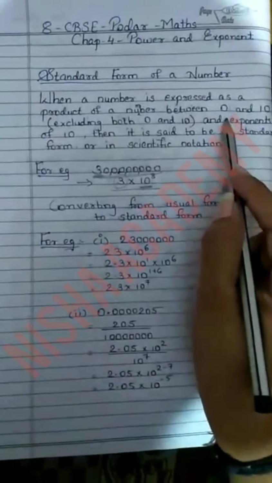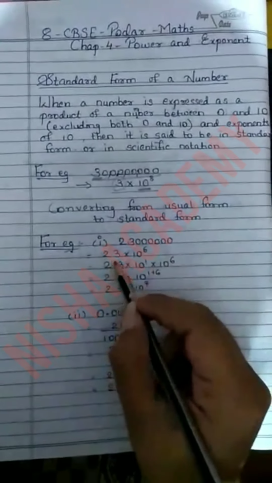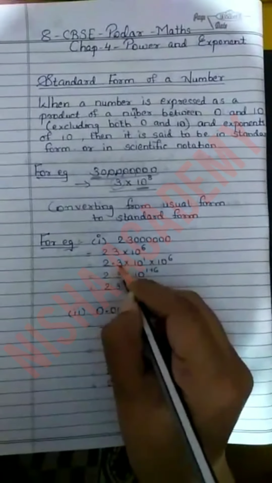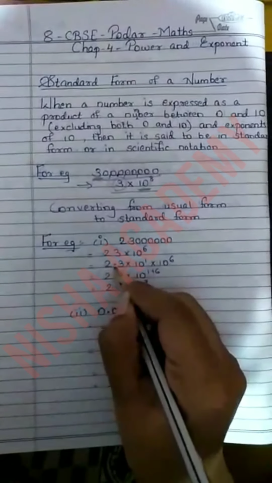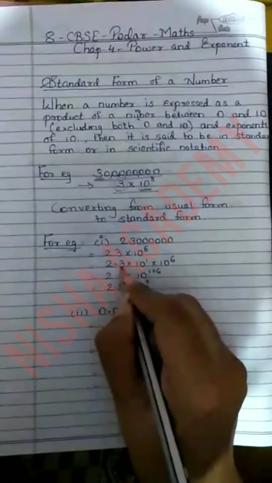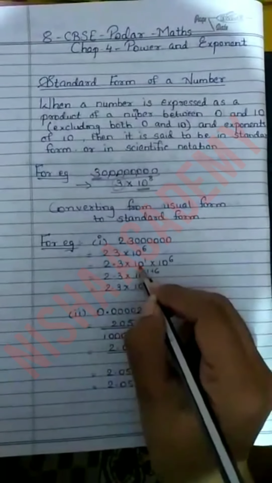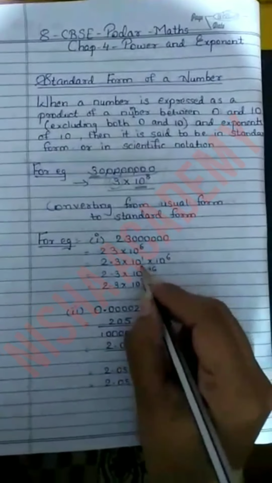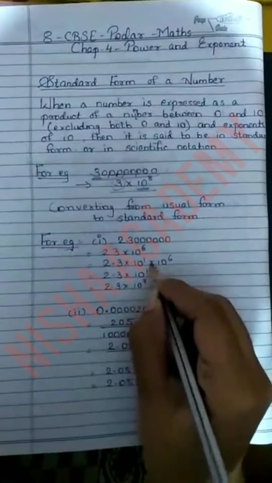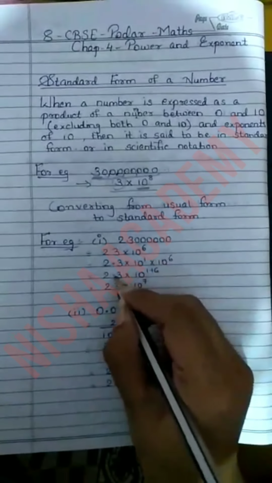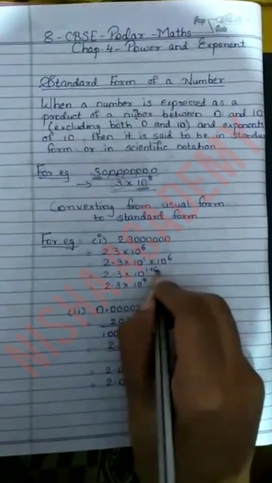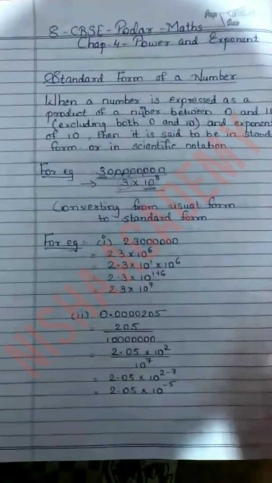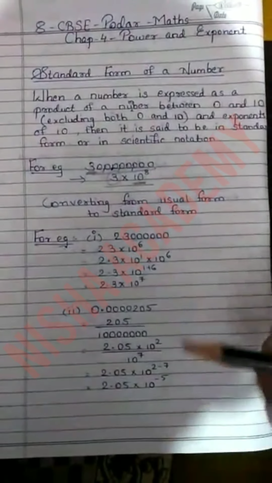Now we have said that the number should be between 0 and 10. 23 is a big number, so we'll convert it into a decimal. So it will be 2.3. As we put the decimal, how many digits are there after the decimal? 1. So we keep 10 raised to 1 next to it, and multiplied by 10 raised to 6 as it is. Now here the base is the same and we multiply, so we add the powers. So it will be 2.3 into 10 raised to 1 plus 6, which is 2.3 into 10 raised to 7. As you do the examples, you will be clear with it.